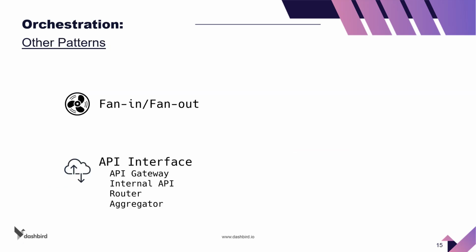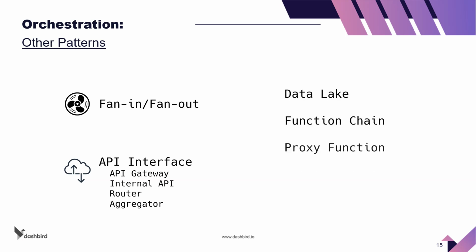Other orchestration patterns we will cover in next videos are the fan-in, fan-out, API interfaces and all its variations, API gateway, internal API, router, and aggregator, as well as data lake, function chain, proxy function, state machine, and many more.